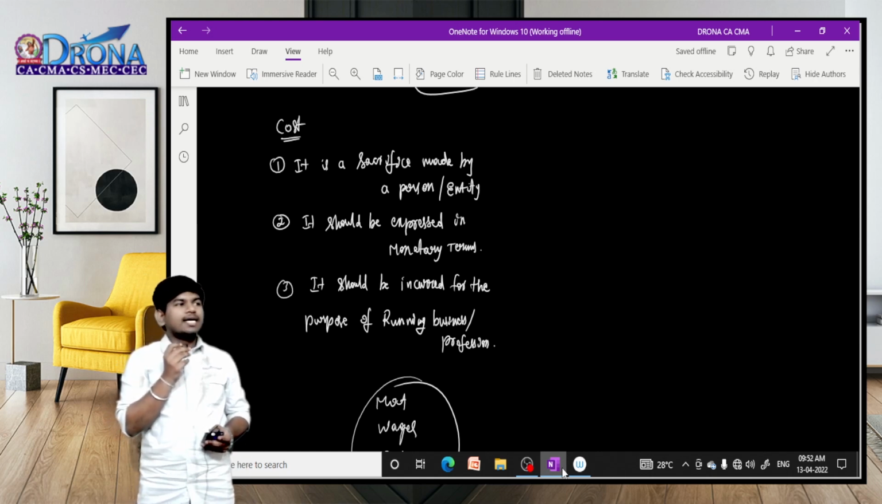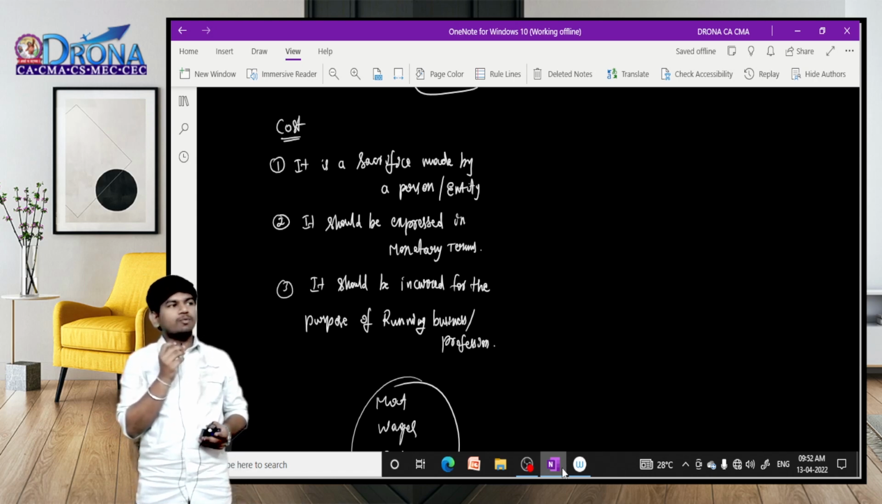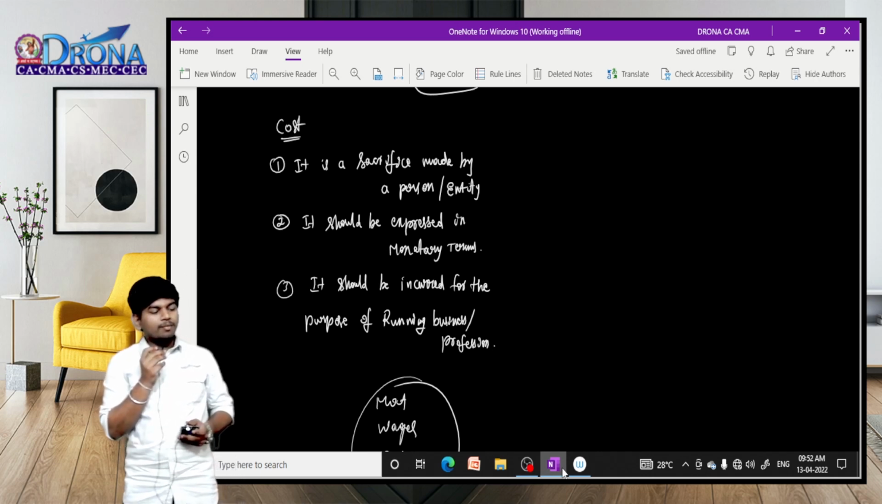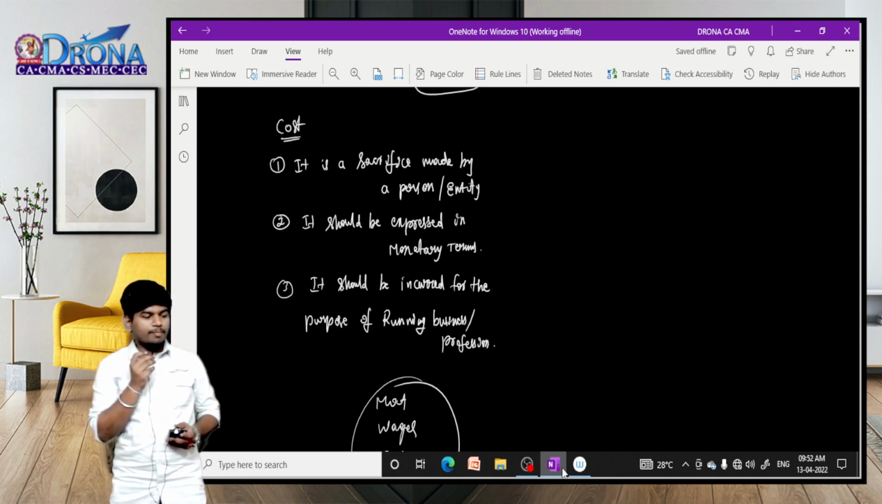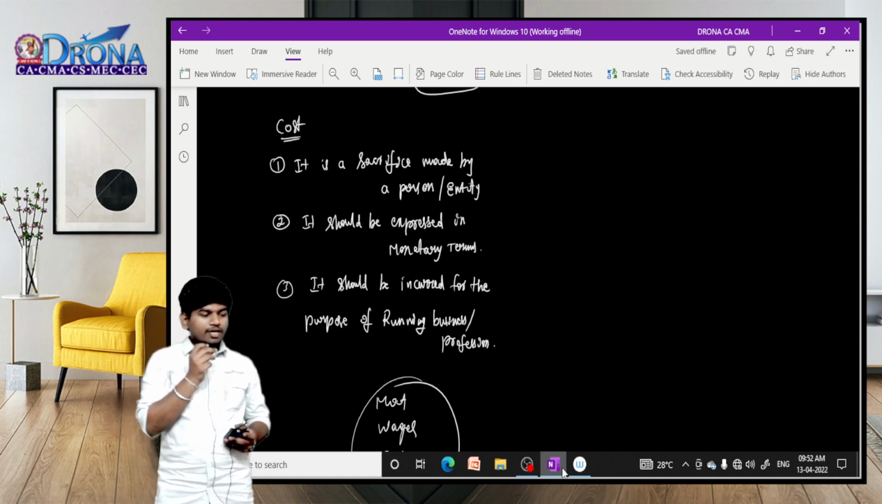Classification of cost. It is classified into three types. First one is stock valuation and profit computation. It is further classified as expired and unexpired cost, product cost and period cost, manufacturing cost, administrative cost, selling and distributive cost, unit cost and job cost.